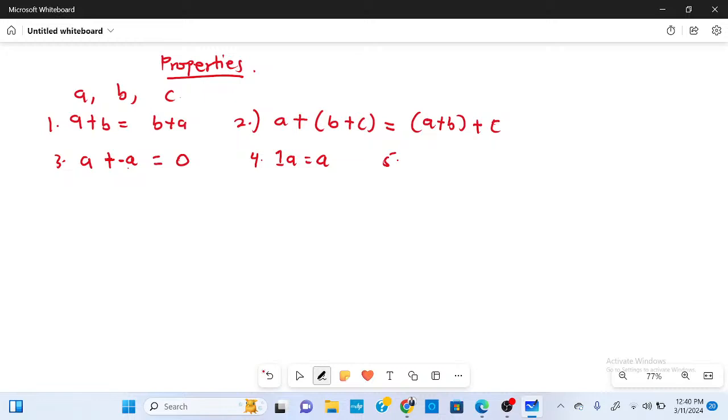Then the distributive property, which gives C multiplying A plus B is equal to AC plus BC.